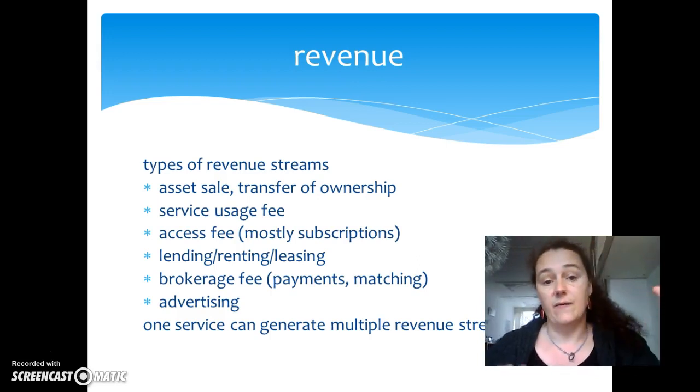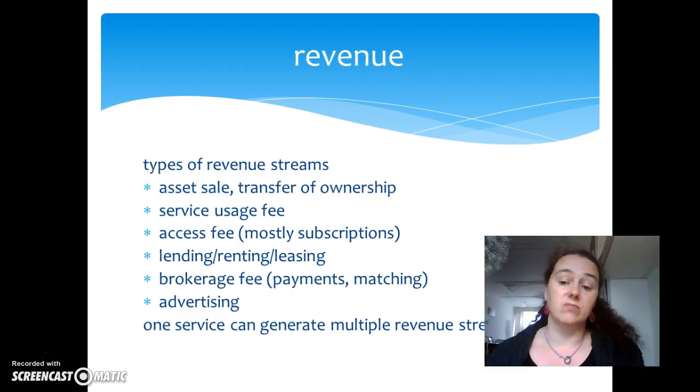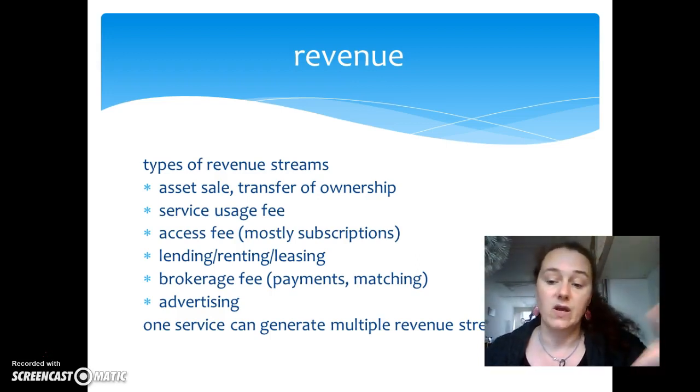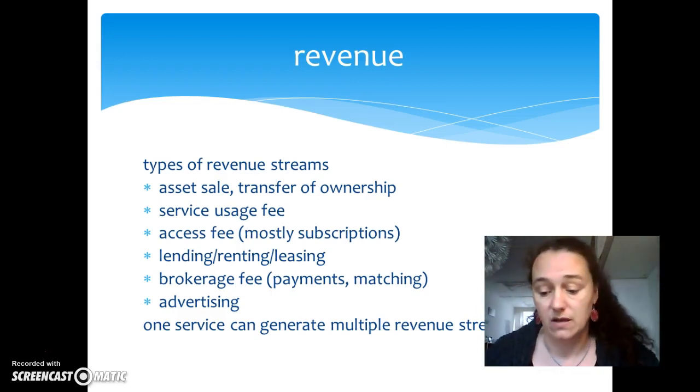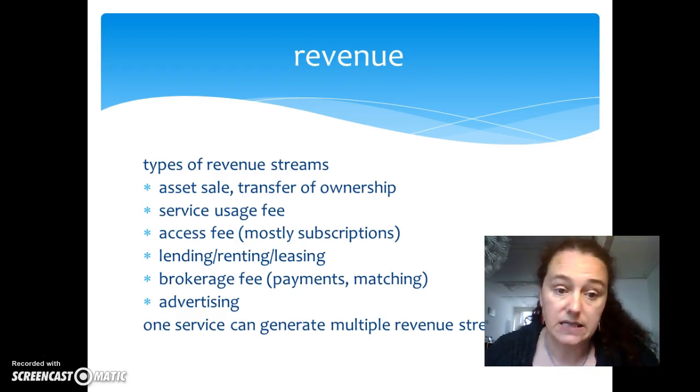So these are different types of revenue streams, and there can be services that generate multiple revenue streams. Especially advertising can be an on top of revenue stream for many things. So when you talk about magazines, newspapers, internet channels, they can all have an advertising fee, but also other types of revenue streams at the same time. So those can be combined.